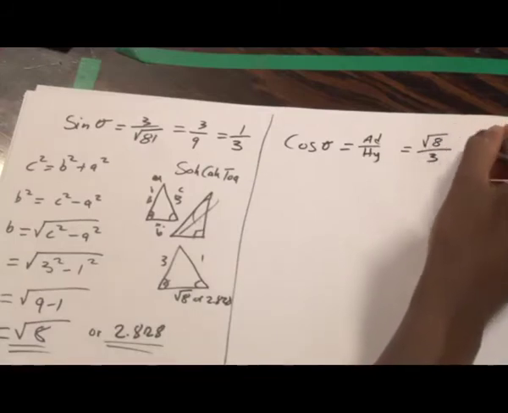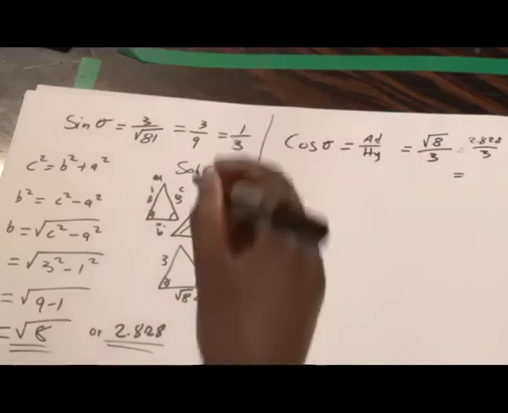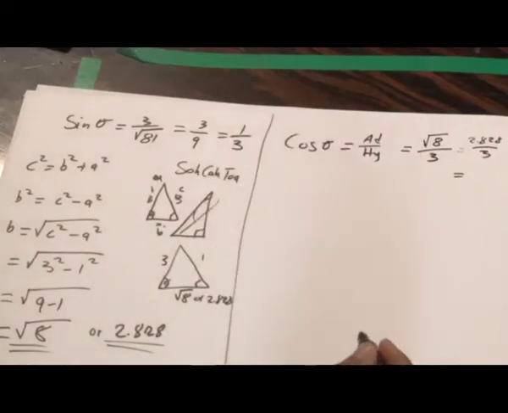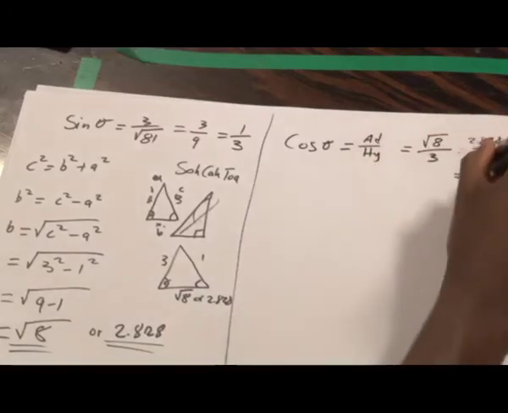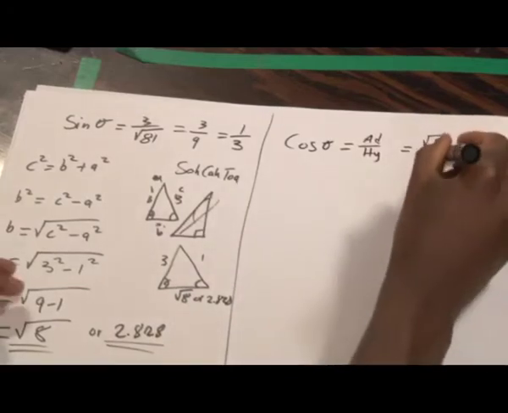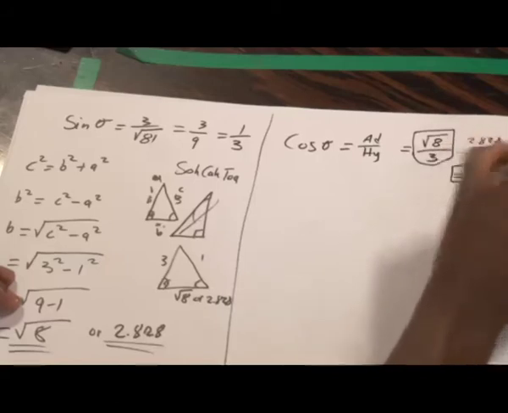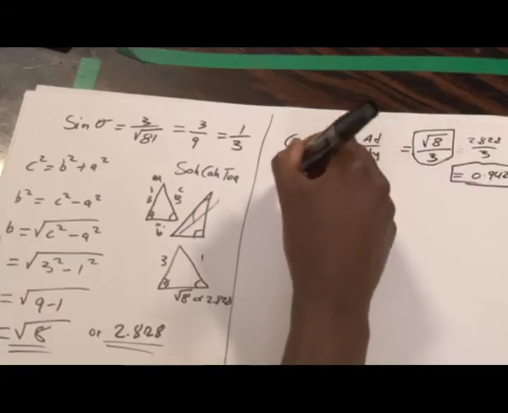Otherwise, you can put this one in decimal places, whereby you take the square root of 8, divide that by 3, which will give you 0.9428. Even if you just write this one, of course it is correct, or you bring it in this way, it's also correct.